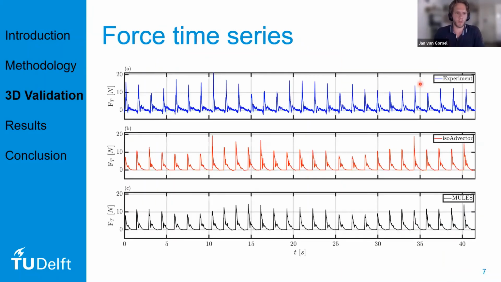Here, you can see on the y-axis the force, and on the x-axis the time for the experiment, for the Isaac vector solver and the Mules solver. This is for 15 centimeter waves, with a wave period of 1.5 seconds. The first interesting thing to see is that when you compare the peak-to-peak values, the experiment's values are larger than for Isaac vector, and Isaac vector is again larger than Mules.